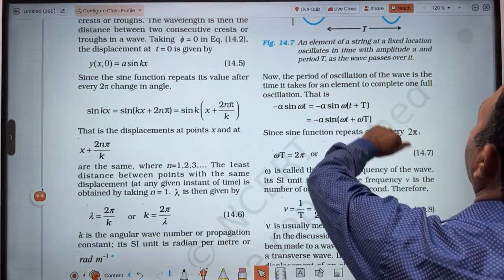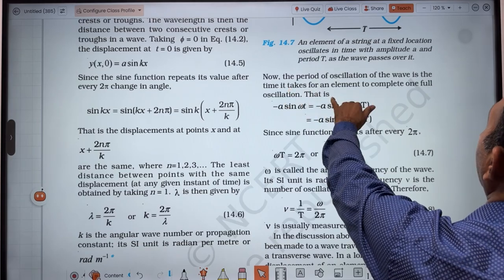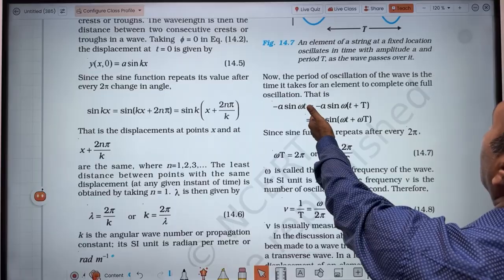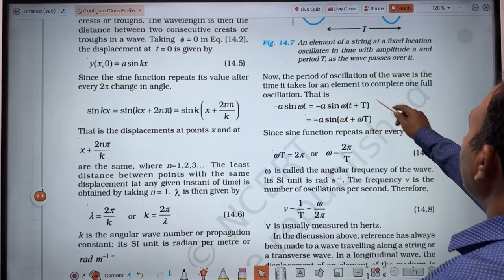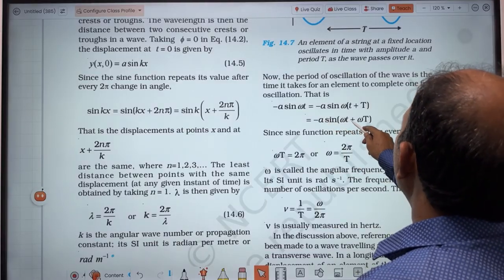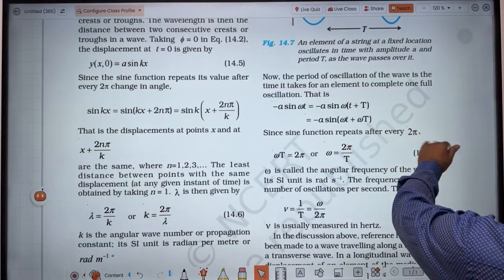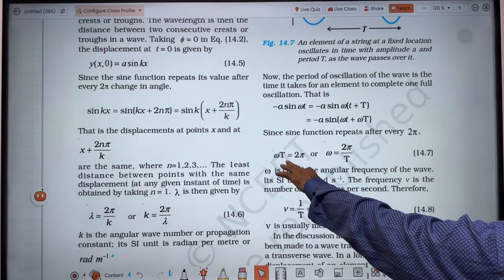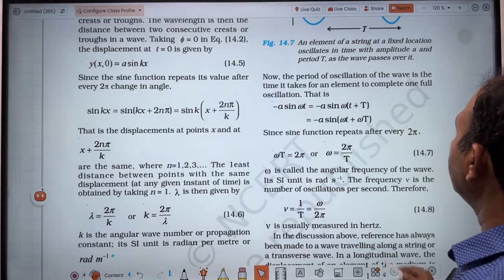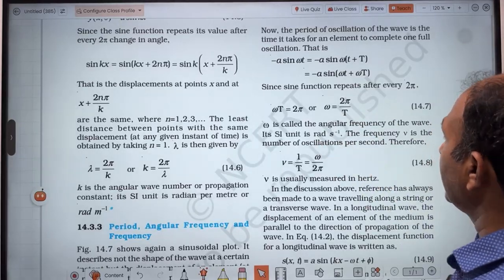The period of oscillation of the wave is the time it takes for an element to complete one full oscillation. So we write −a sin ωt = −a sin ω(t + T), where T is the period. Or we can take this ω inside, so it becomes −a sin(ωt + ωT). Since the sine function repeats after every 2π, we can say ωT = 2π, or ω = 2π/T. Here ω is called the angular frequency of the wave. Its SI unit is radian per second.